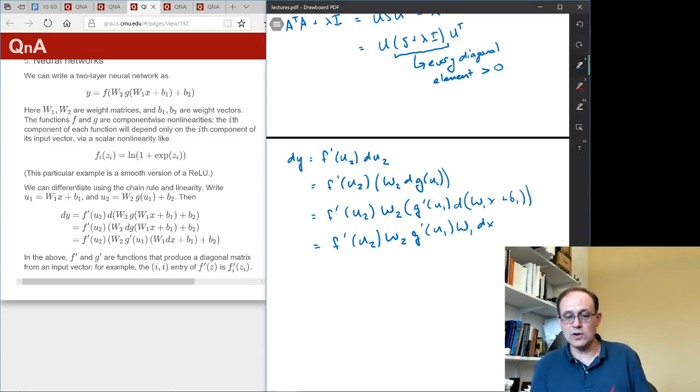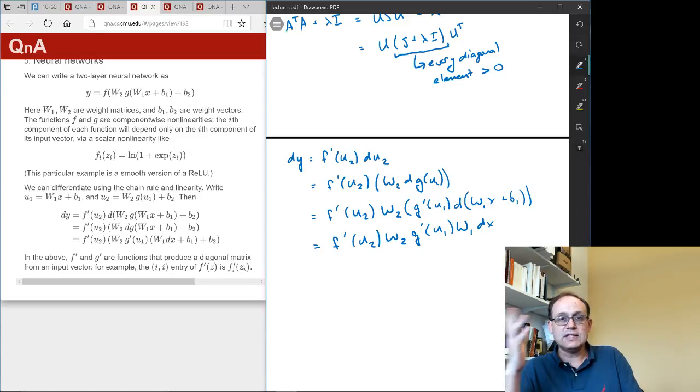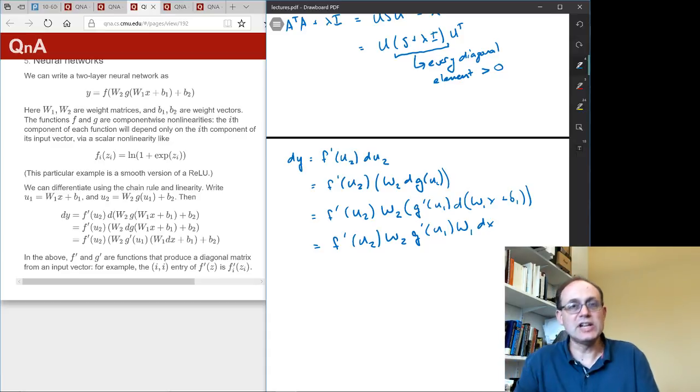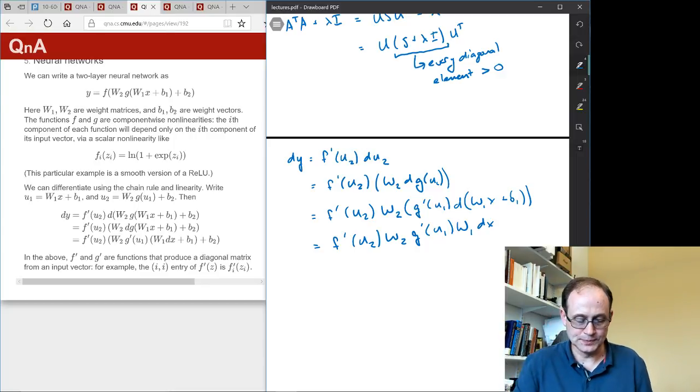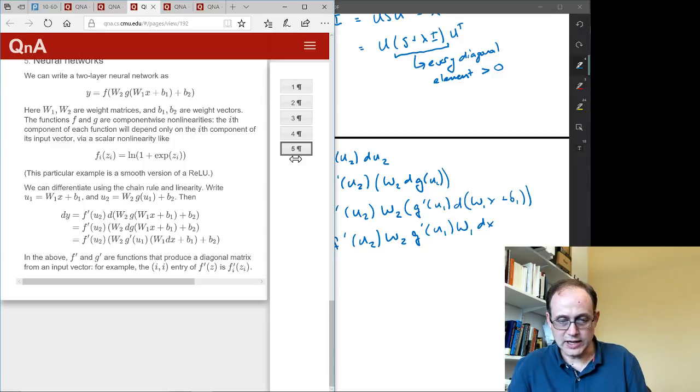All right, so that's a few different examples of how to take differentials of some useful machine learning related functions. And again, for all of these, the derivation is fairly straightforward and nice, compared to writing everything out component-wise, which is much more error-prone.